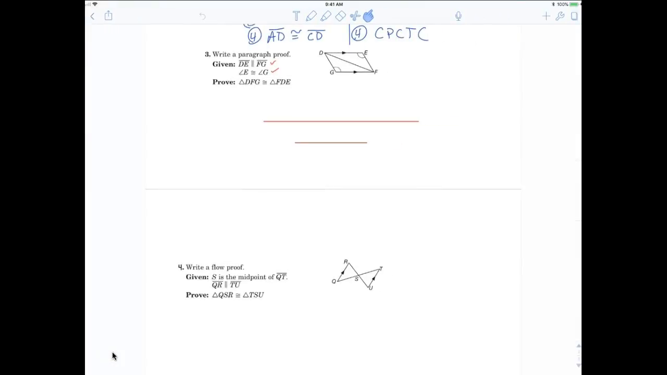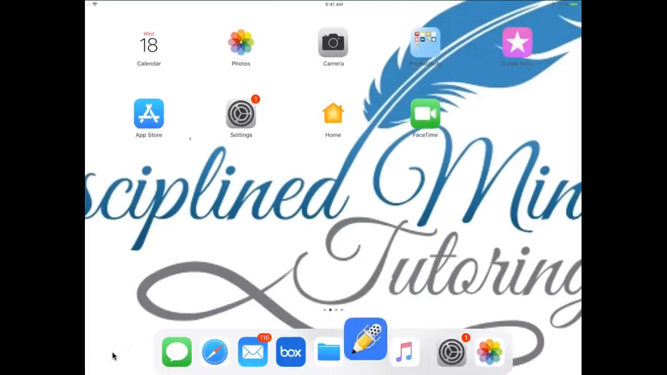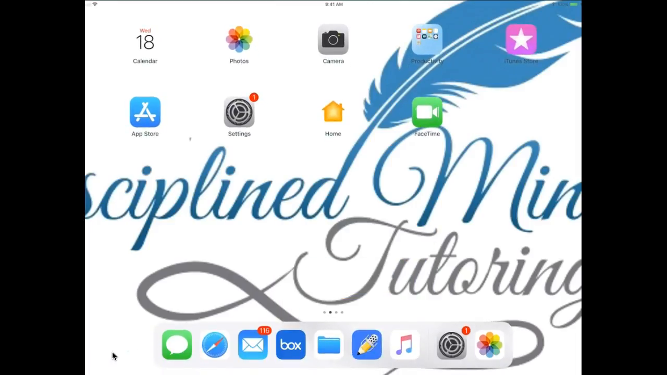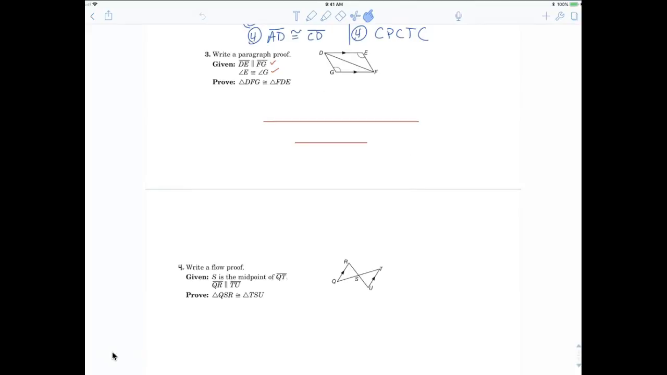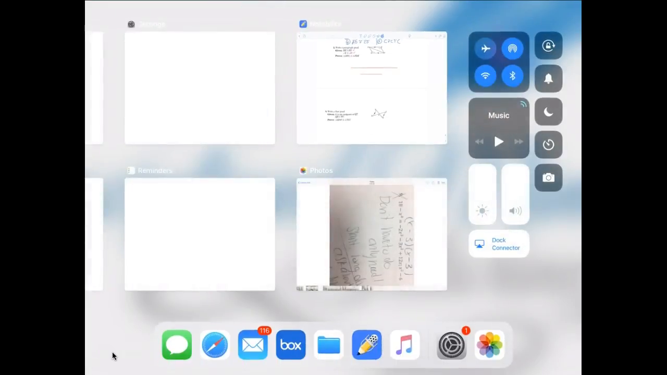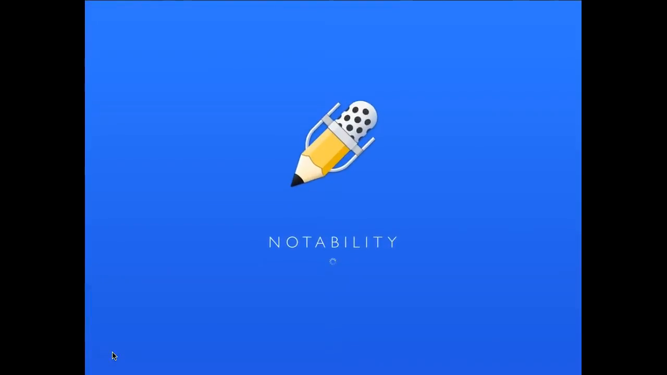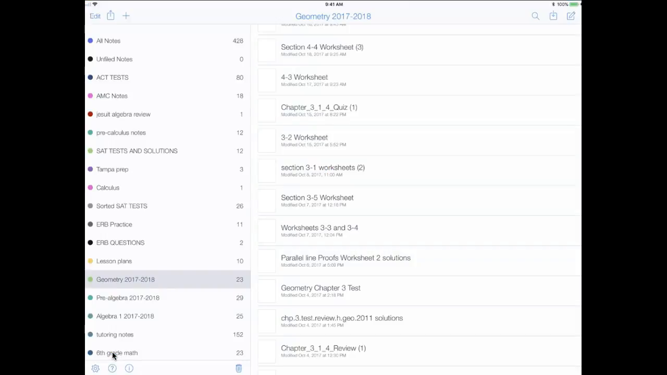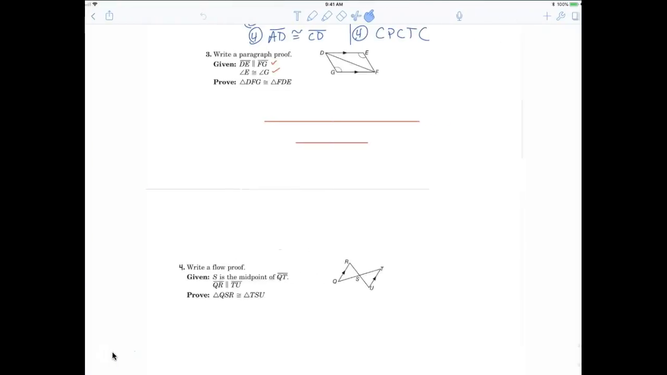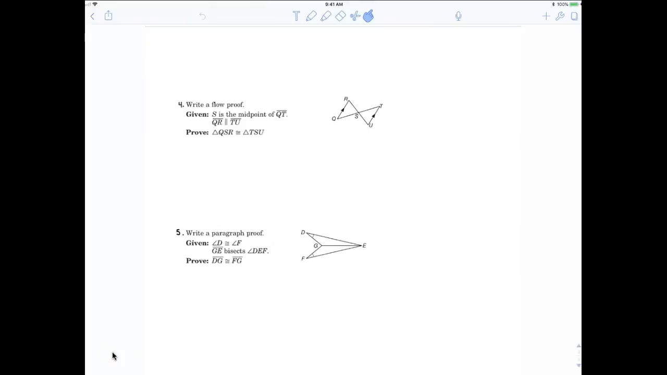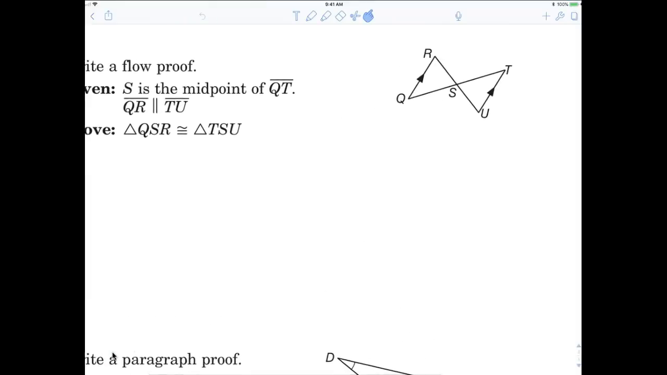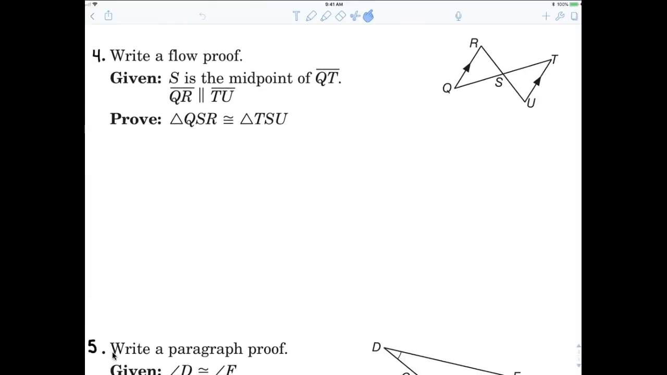Okay, here we go. Let's take a look. All right, so now what I want is to take a look at number 4. All right, let's take a look at number 4 again. I want you writing out the proofs. So again, it's showing that things are parallel.